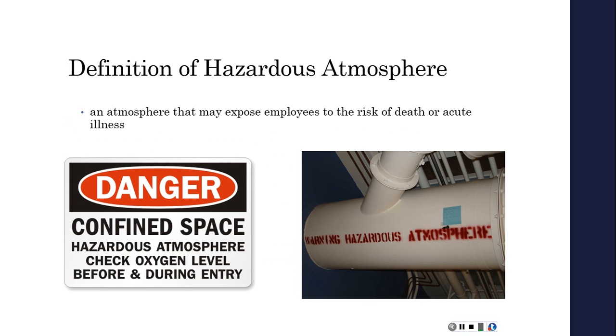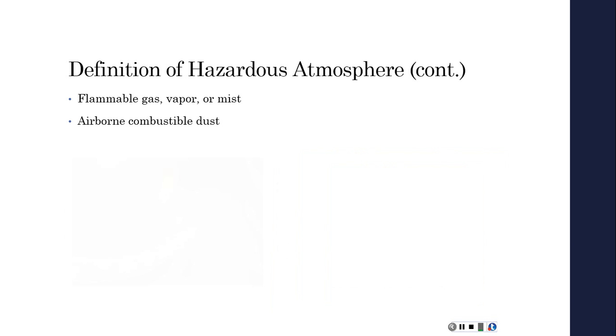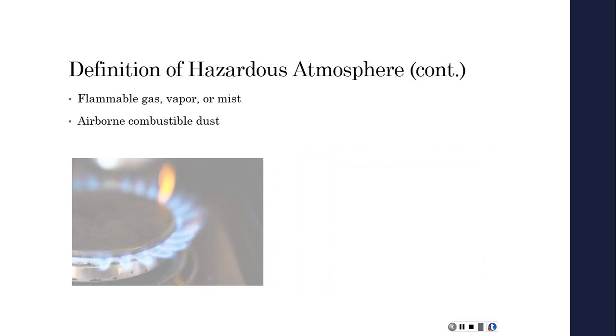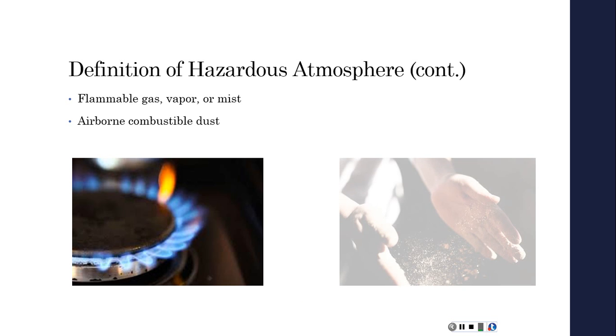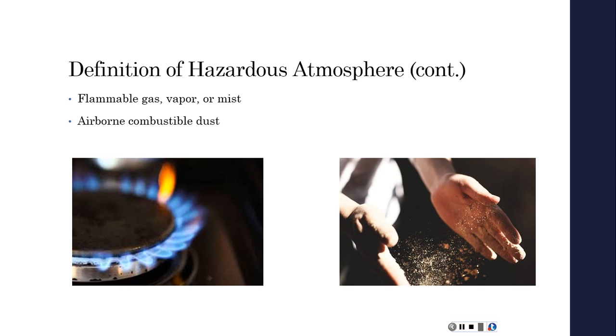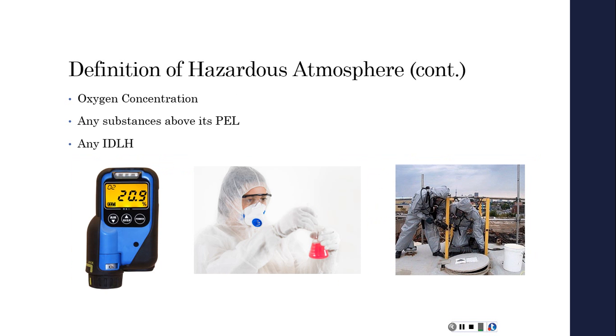Hazardous atmosphere means an atmosphere that may expose employees to the risk of death, incapacitation, impairment of ability to self-rescue, injury, or acute illness from one or more of the following causes, which will be introduced in the next slide. So, first of all, flammable gas, vapor, or mist in excess of 10% of its lower flammable limit, or LFL. Second, airborne combustible dust at a concentration that meets or exceeds its LFL, or by obscuring the vision, approximately at a distance of 5 feet.